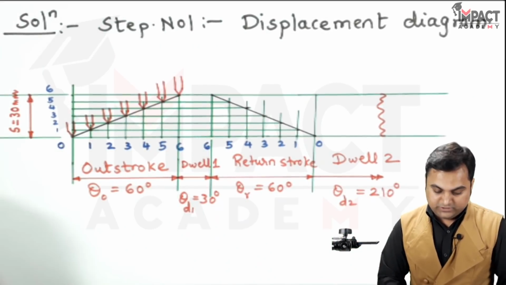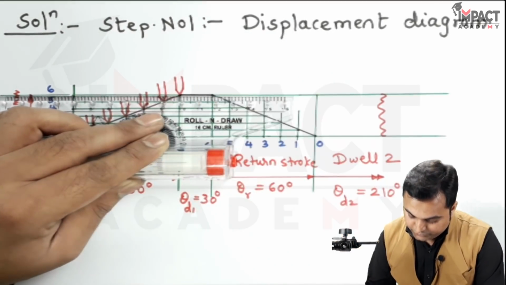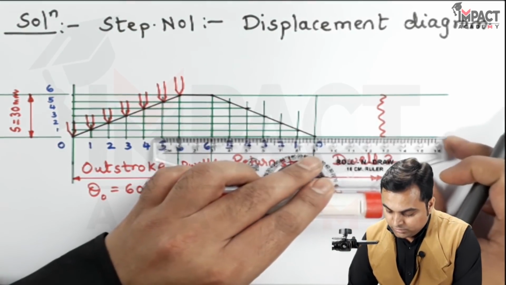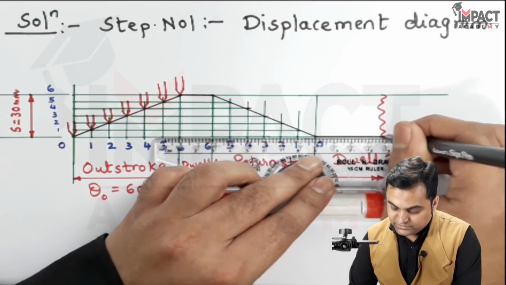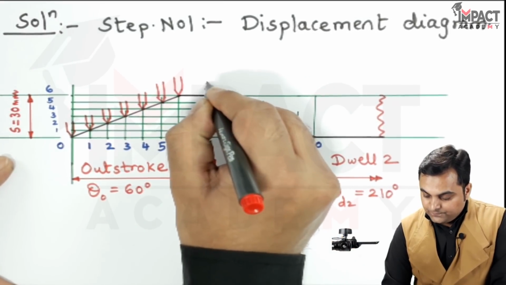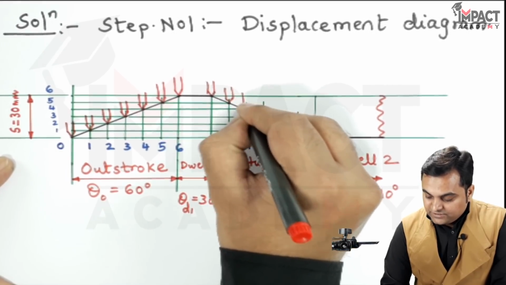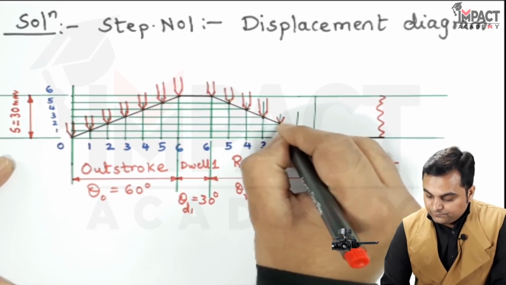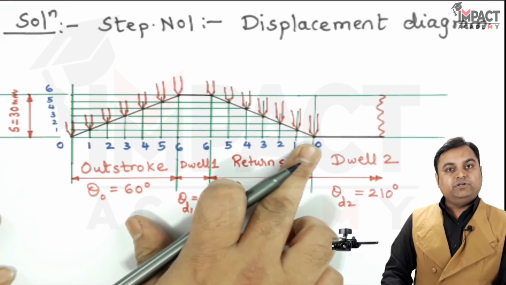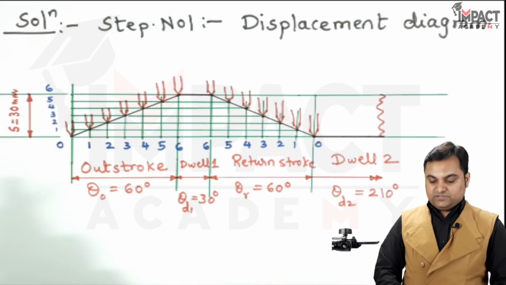And to explain it, here it is dwell for the 30 degree after out stroke, and then there is return stroke and dwell for another 210 degree, which is the second dwell. The follower will start falling from its position during the return stroke with again uniform velocity as given in the problem, and finally the follower will return to its original position. Now here we have completed step number 1, that is the displacement diagram.